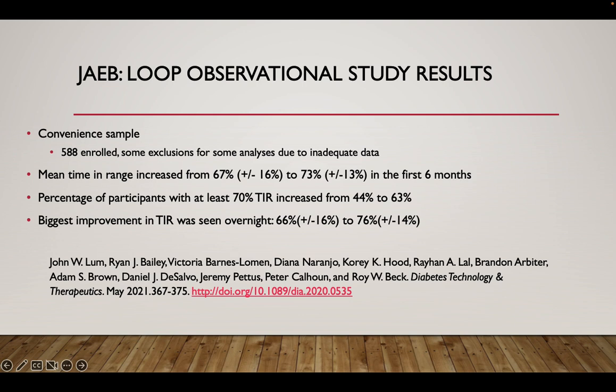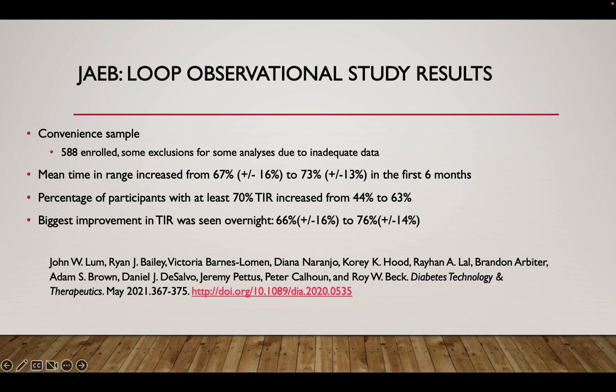So the Loop observational study was a convenience sample. That means they just enrolled people who were new users of the Loop DIY system. So there was publicity about the study on the Loop website and so on. And then they enrolled 588 people, which is a really big number. And then they excluded some due to some issues with the data. They got information on their time in range before they started looping, and they tracked that through to after they started looping for 6 months. And you can see it increased from 67% to 73%.